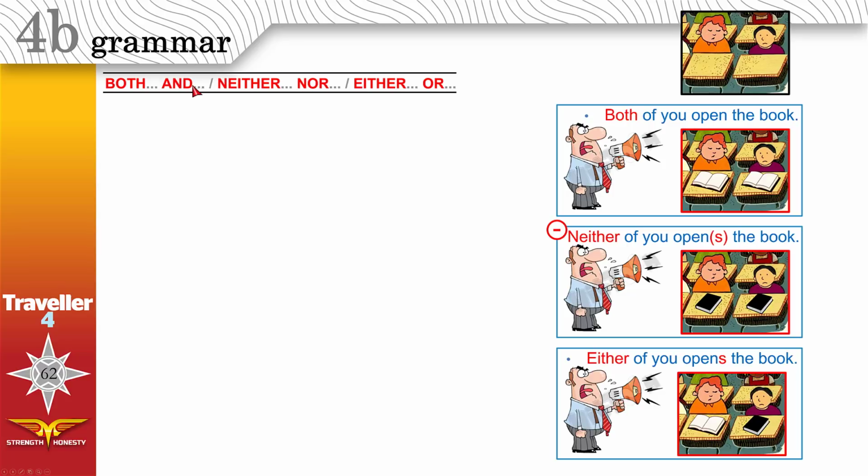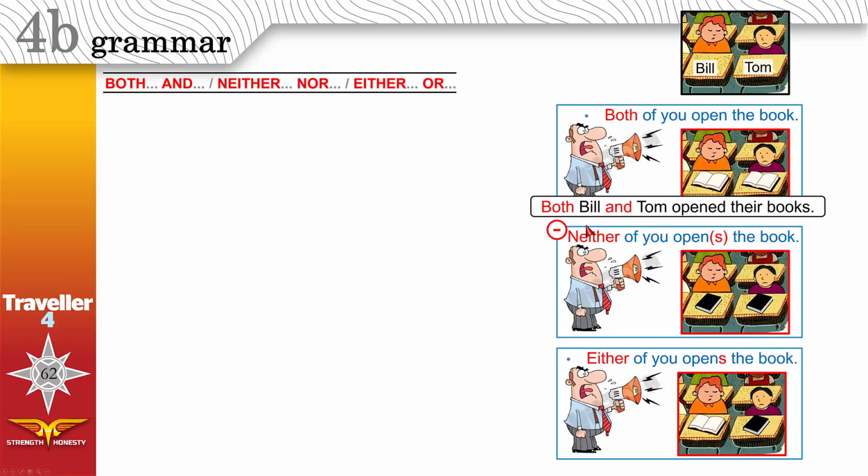Both and, neither nor, either or. This is Bill and this is Tom. When the teacher said, both of you open the book, both Bill and Tom opened their books. Now, and links 2 words or phrases together in one sentence. With both, we only use and. We don't use or, nor.